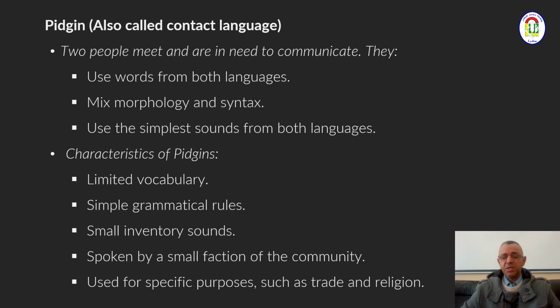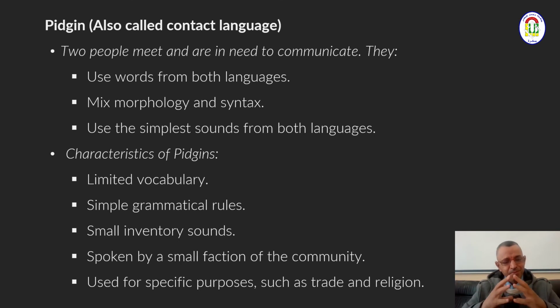The characteristics of this common language that we call Pidgin are that it usually has limited vocabulary, simple grammatical rules, and a small inventory of sounds. It is spoken by few people, those who come in contact with the other people in the other location. Generally, it's used only for a very short time and for a given purpose.